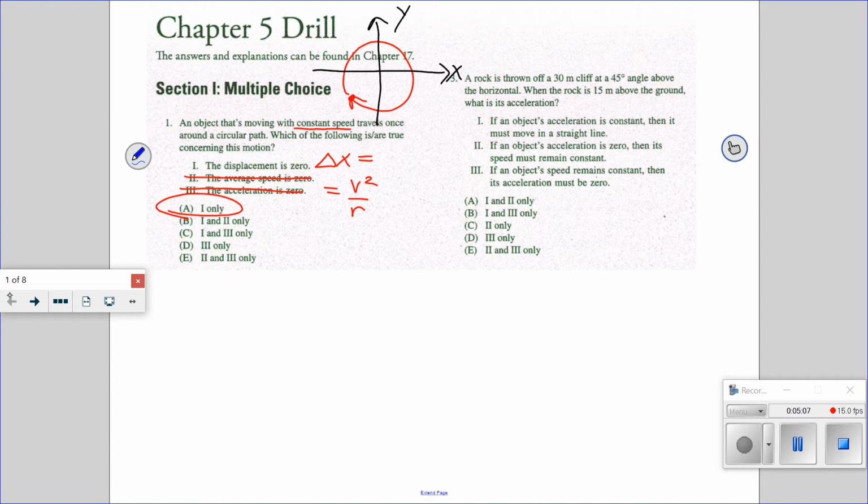So look, be careful. Okay, a rock is thrown, blah, blah, blah. What are we supposed to do? We're supposed to find its acceleration. Oh no. And it doesn't match. College Board doesn't make a mistake. Let's just say which are true.